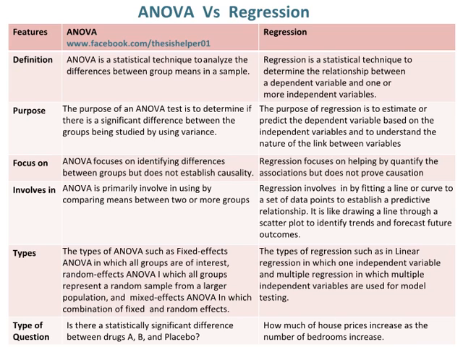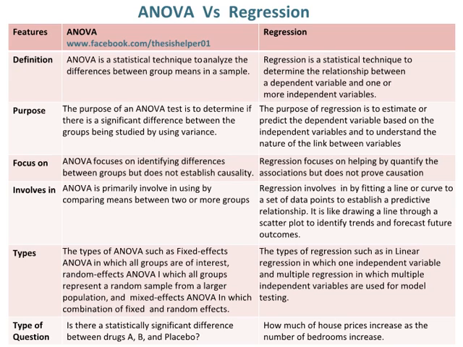ANOVA focuses on identifying differences between groups but does not establish causality, whereas regression focuses on helping to quantify the associations but does not prove causation. ANOVA is primarily involved in comparing means between two or more groups, whereas regression involves fitting a line or curve to a set of data points to establish a predictive relationship. It is like drawing a line through a scatter plot to identify trends and forecast future outcomes.